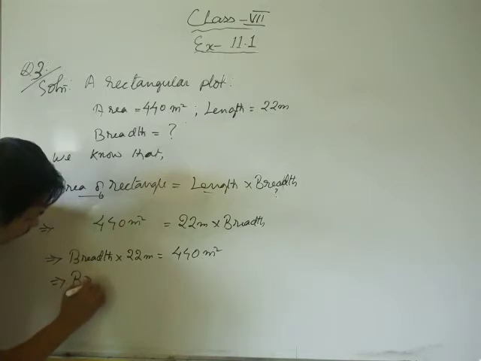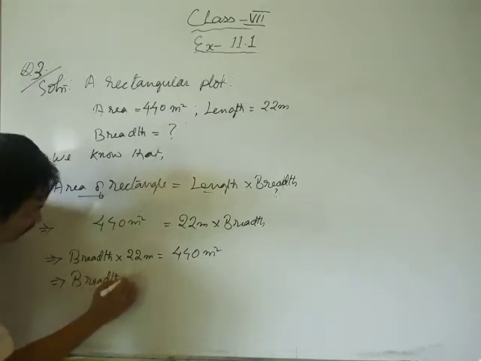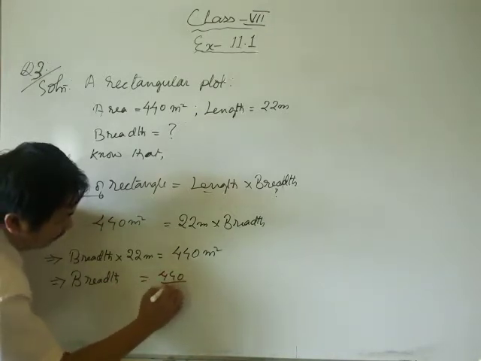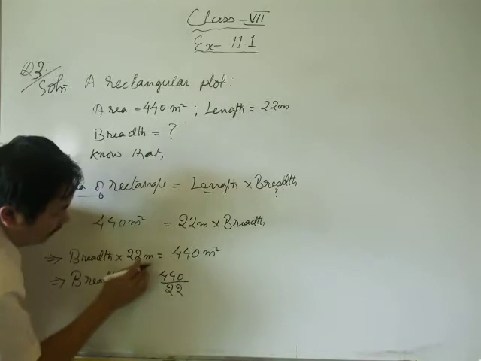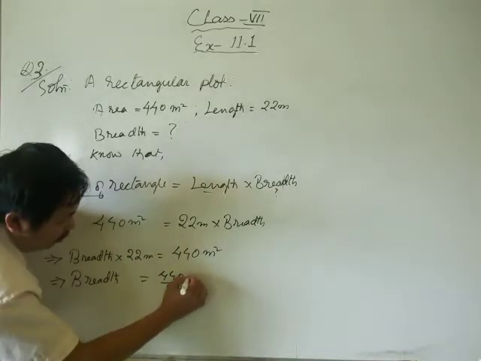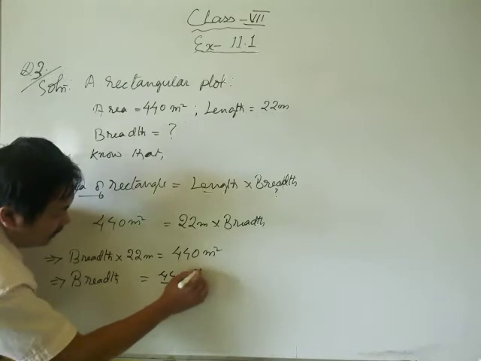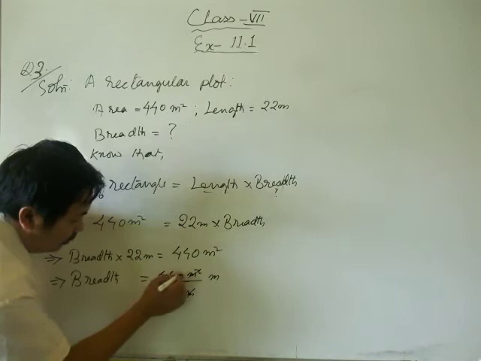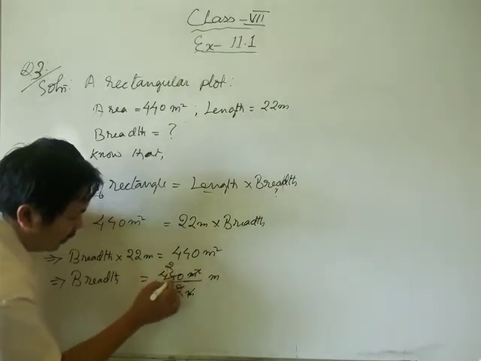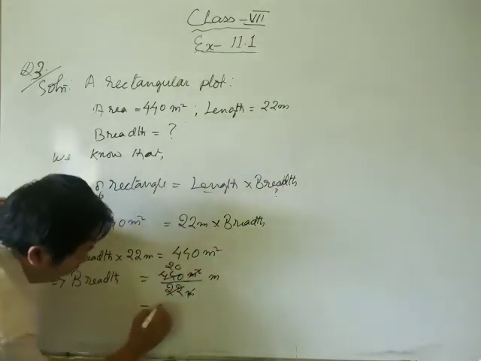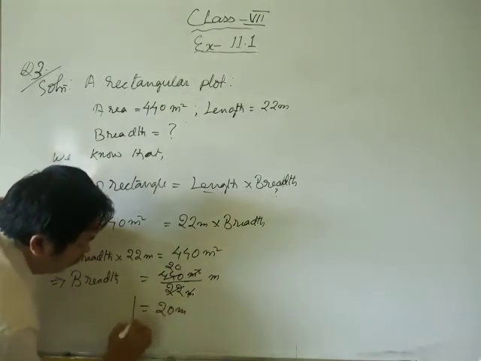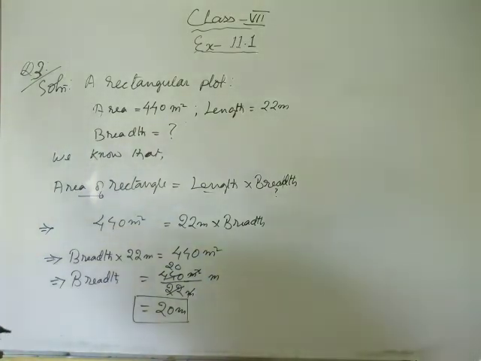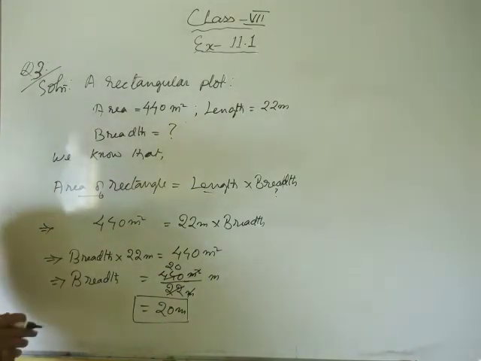For this, what we have to do is divide 440 by 22. Here will be meter square and here will be 1 meter, so when you cancel, it will become only 1 meter. So 22 into 2 is 44, and 0. We are getting here 20 meter. Therefore, 20 meter is the breadth of the rectangular plot. The answer is 20 meter. Please note down.